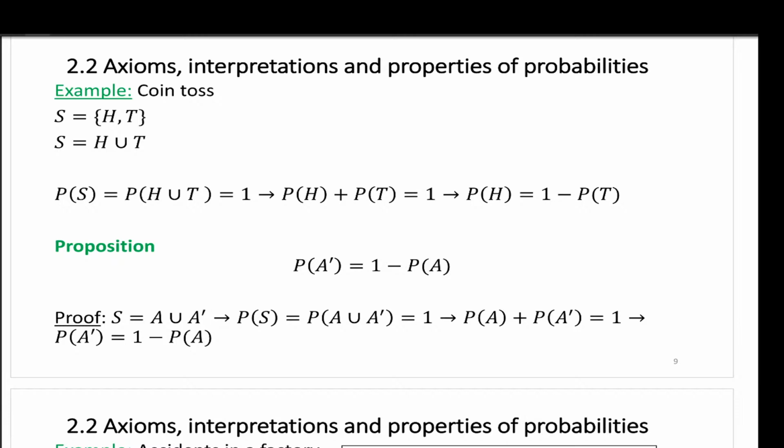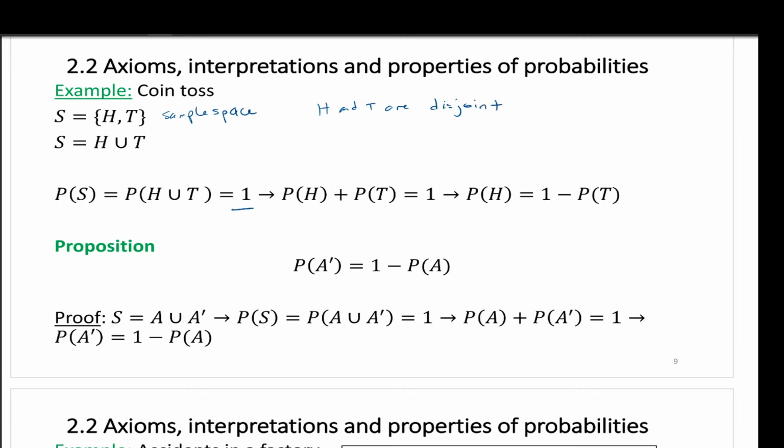The sample space we know right here is the set of all outcomes. And the probability of the sample space is the probability of heads union tails, because the sample space is equal to heads union tails. So S equals H union T. And what do we know? We know the probability of the sample space is 1. Well, these are disjoint. Heads and tails are disjoint. So H and T are disjoint.